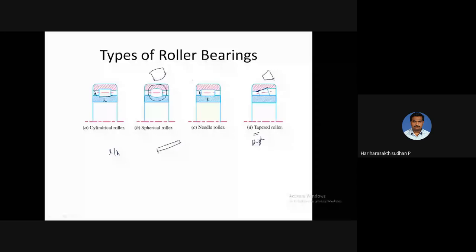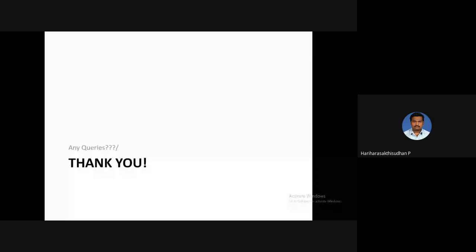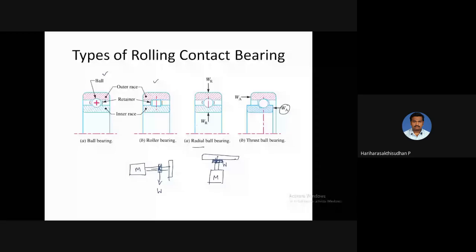Okay, so this is a very simple introduction to the rolling contact bearing. So if you have any doubts, you can ask.